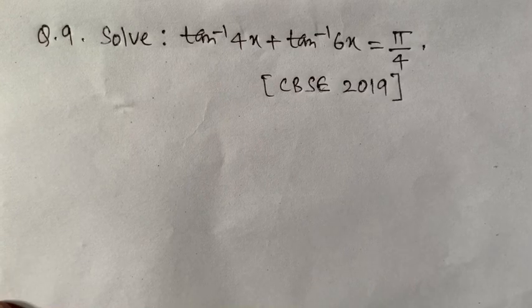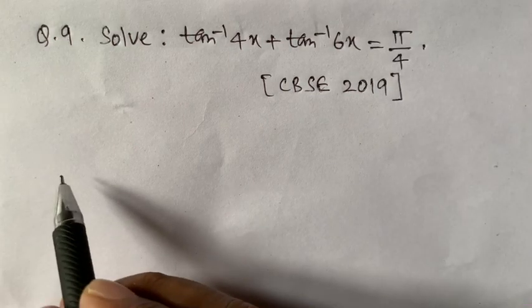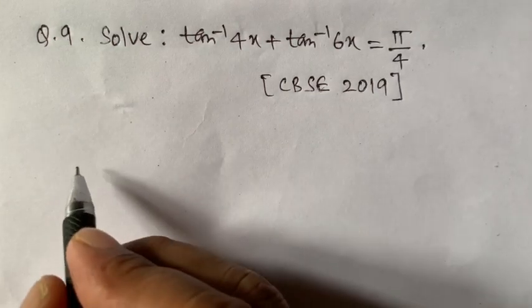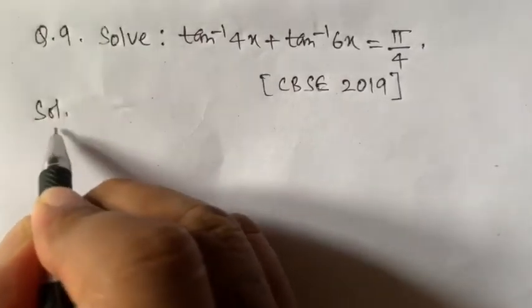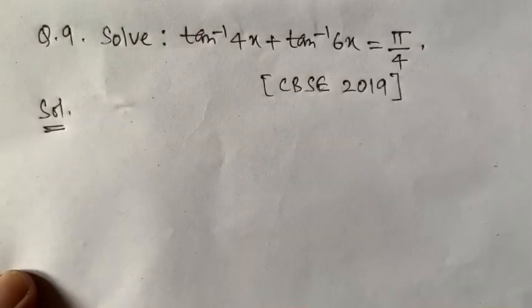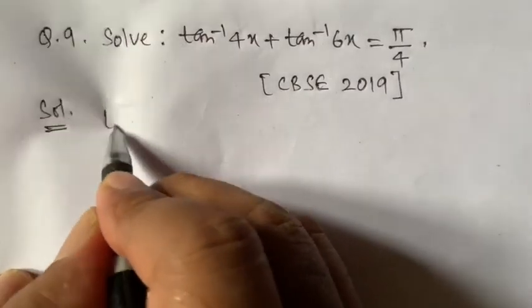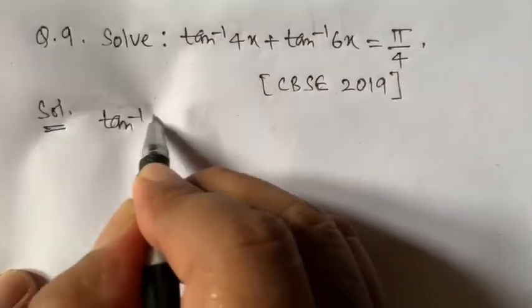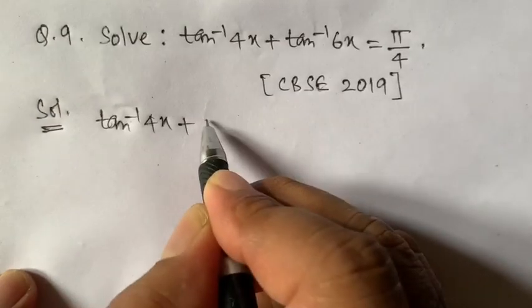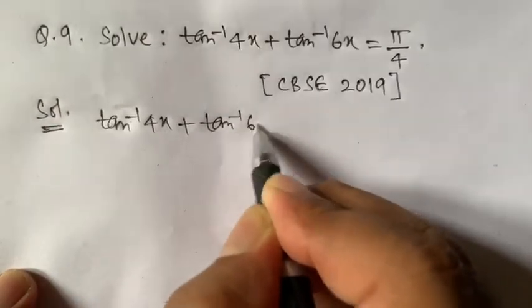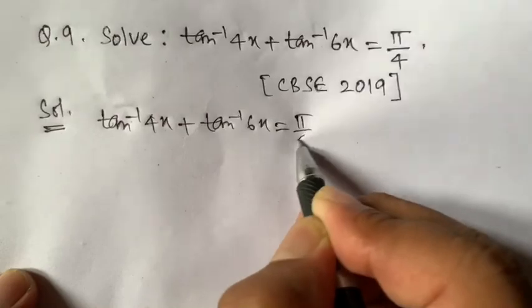Question 9 is, solve tan inverse of 4x plus tan inverse of 6x is equal to pi by 4. It has been asked in CBSE 2019. We need to solve it. That means we will get the value for x for the given equation. It is tan inverse of 4x plus tan inverse of 6x is equal to pi by 4.